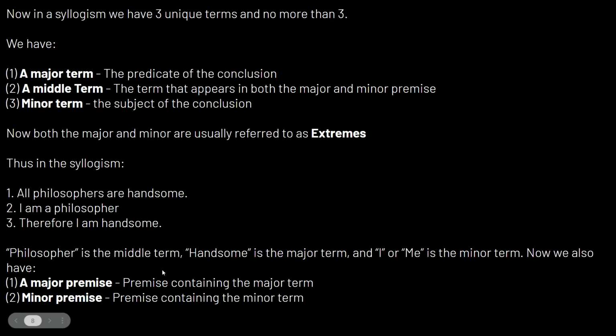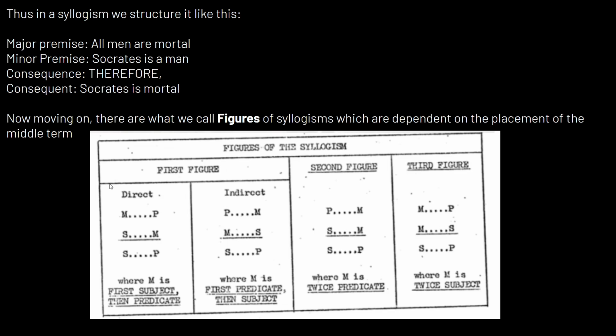Now we also have a major premise, that is a premise containing the major term, and a minor premise, that is the premise containing the minor term. That is why premise 1, all philosophers are handsome, is the major premise. The minor premise is premise 2 because it contains the subject, and premise 1 contains the predicate of the conclusion. Thus, in a syllogism, we usually structure it like this for arguments.